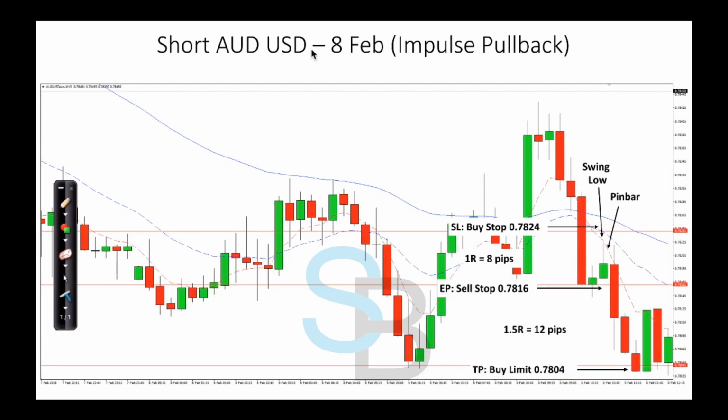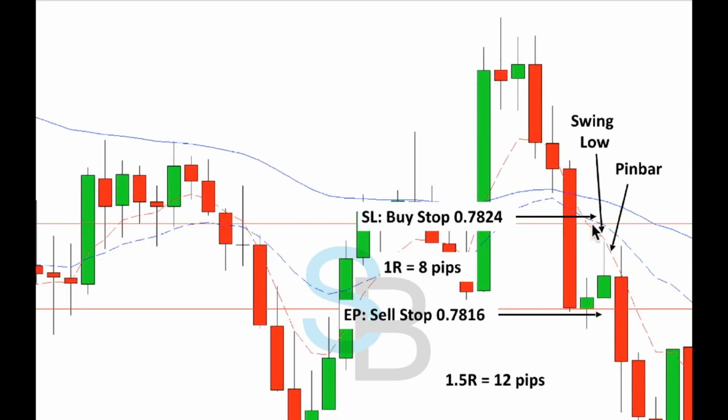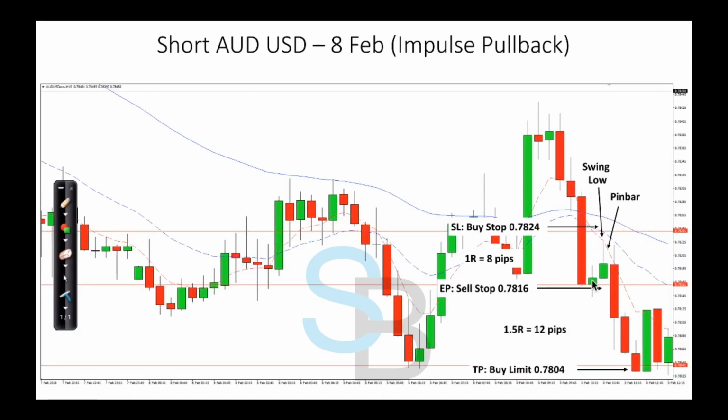Next one is again a short trade on Aussie dollar on the 8th of February. Again, you can see the 6 crossing below the 18. This is the swing low candle over here. Right after the swing low candle, we have got a pullback candle, which again looks like a pin bar, right? Small body, long upper shadow. So again, our entry price is below the candle, 7816. Stop loss at 7824. This is exactly 8 pips. Profit target at 7804. 12 pips away. You can see right after we place the order, the next candle triggered and we hit our profit target again.